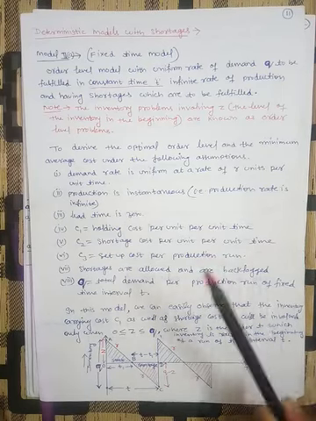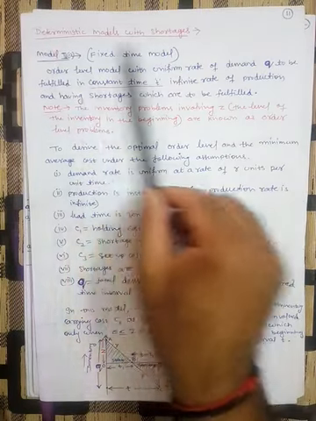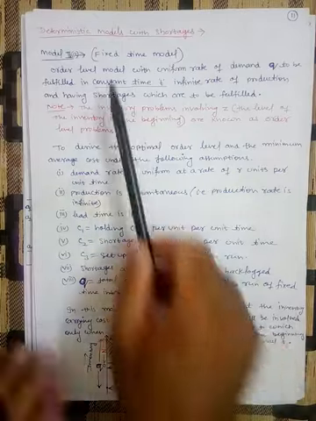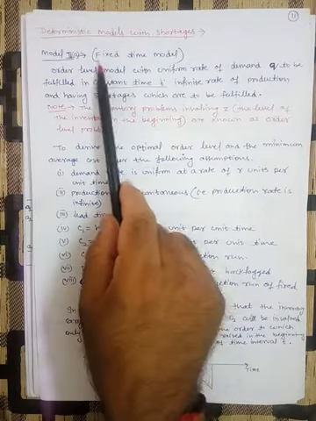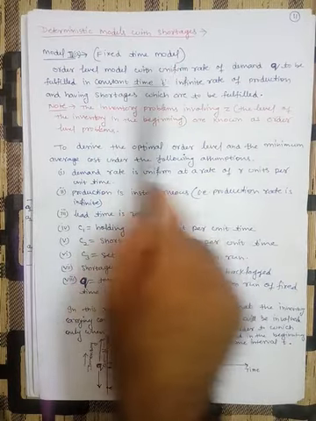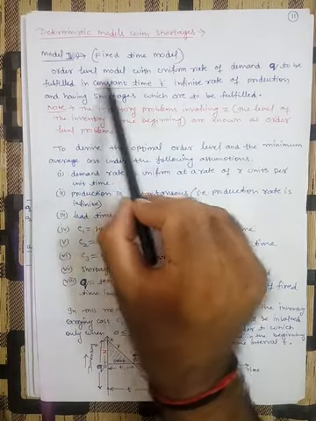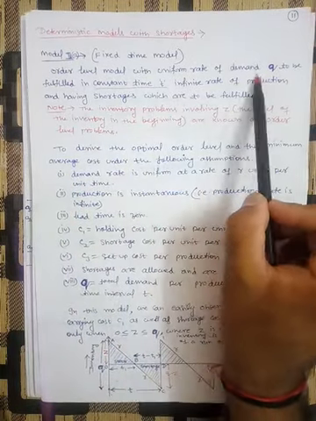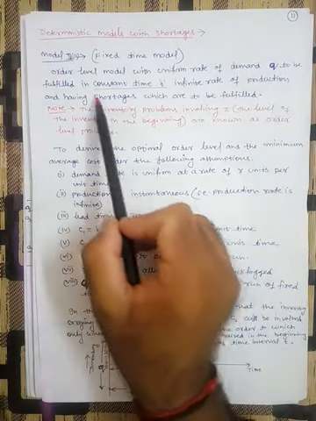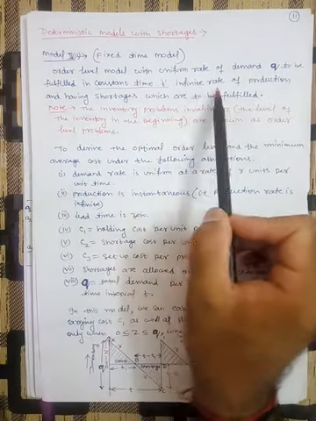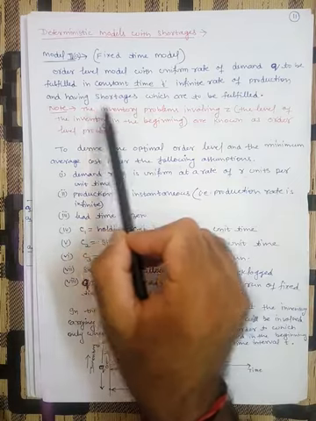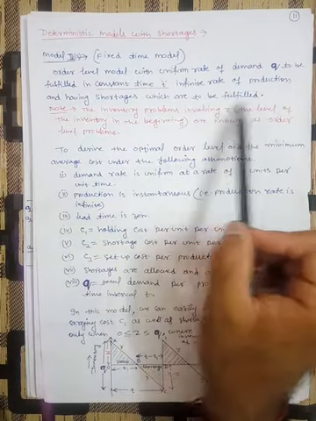In this video I'm going to discuss this model. In this model we have taken the fixed time model. This time is fixed. Now, the order level model with uniform rate of demand Q to be fulfilled in constant time T, infinite rate of production and having shortages which are to be fulfilled.